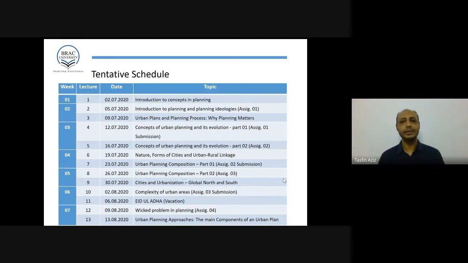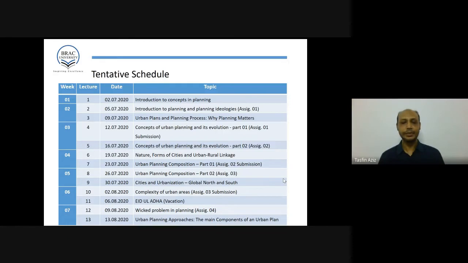So this is basically why planning matters. It's a process, and we always refer to it as a system. This system is not formulated in a day. So we need to understand the urban planning evolution theories, and it will be divided into two parts. In the first part, we'll be consulting 5 theories, and in the second part, we'll be consulting the next 5 theories. So overall, it's about 10 theories we'll be consulting.